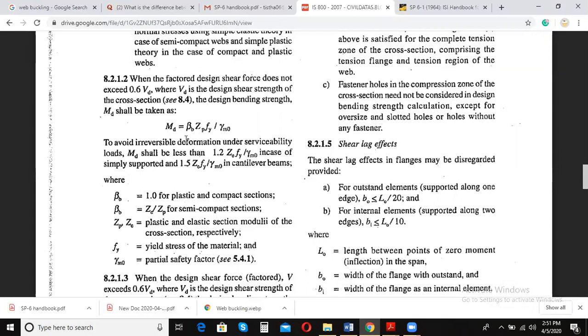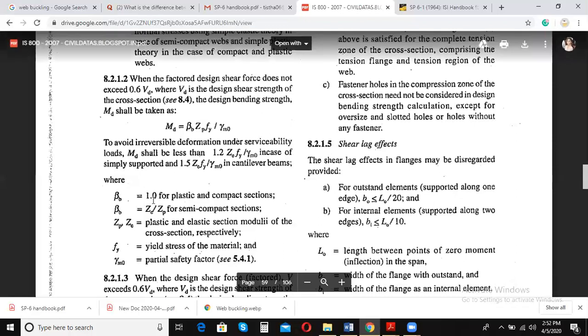Okay, so let's see what these terms mean. So first we have beta B, which should be taken as 1 for plastic and compact sections, or if it is a semi-compact section, it should be taken as a ratio of elastic section modulus by plastic section modulus, right? So for our case, since we don't have the section in hand, we will assume that the section is a plastic section. The beam section which we will design is already a plastic section. So we are going to take the value of beta B as 1.